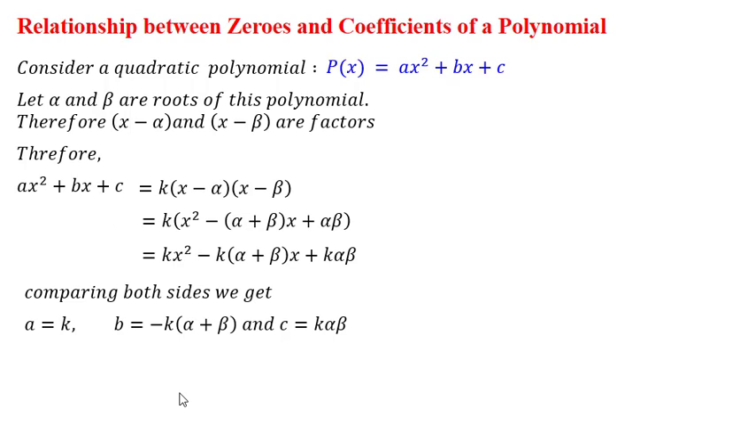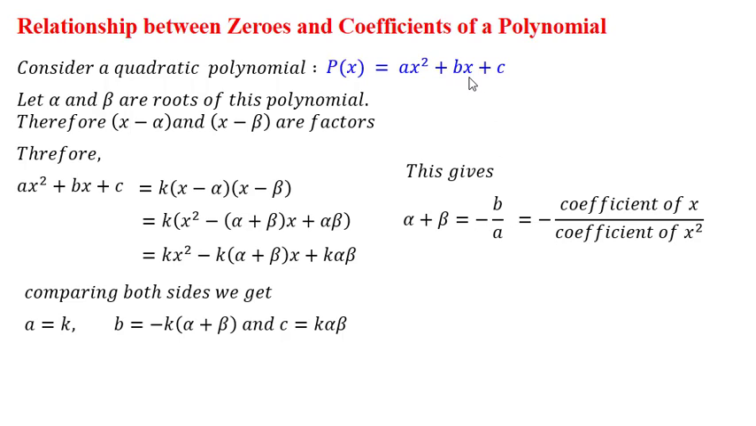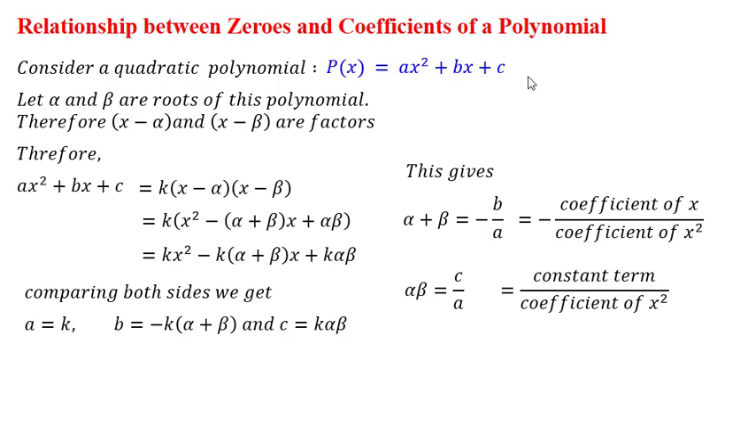Similarly, b will be equal to minus k into (alpha plus beta) and c will be equal to k alpha beta. Now from these two relations, a is equal to k and b is equal to minus k (alpha plus beta), I will get alpha plus beta as minus b by a. Now if you see this relation, alpha plus beta equal to minus b by a, and this polynomial ax square plus bx plus c, you will find that this is equal to minus the coefficient of x divided by the coefficient of x square. Similarly, I will get alpha beta equal to c upon a, which is the constant term divided by the coefficient of x square.